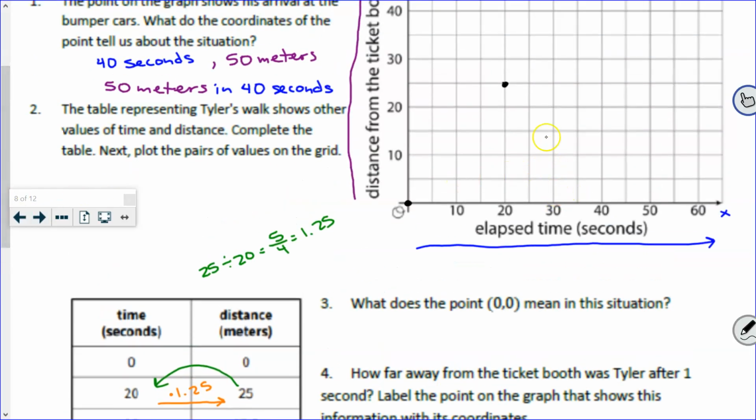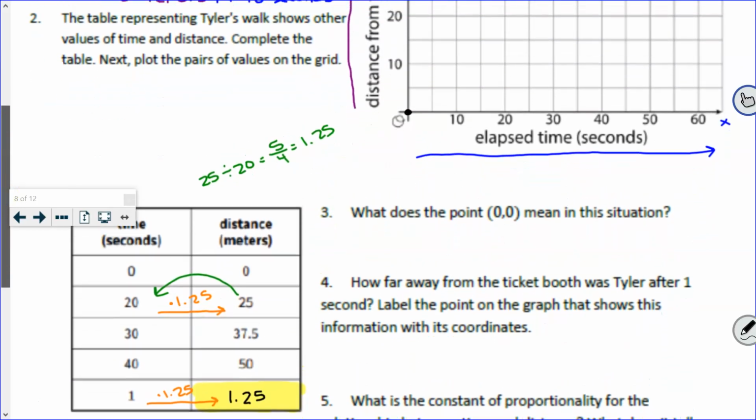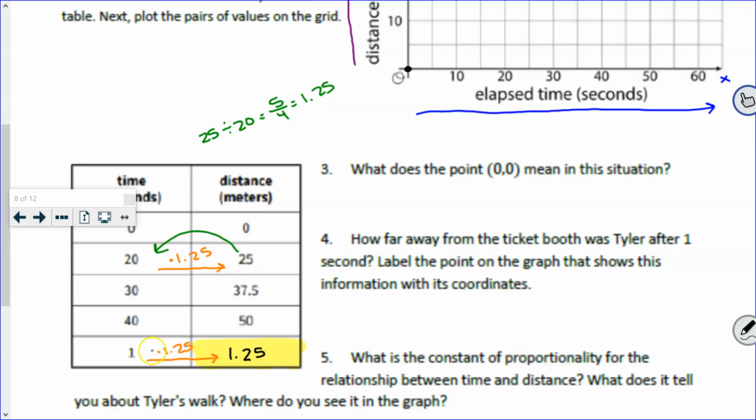Over 30, here's 30, here's 35. 37.5 would be halfway between. And the other one is 40, 50, and it's already up there. And the last one is hard. I'm actually going to save that one till the end, and you'll see why in just a second.